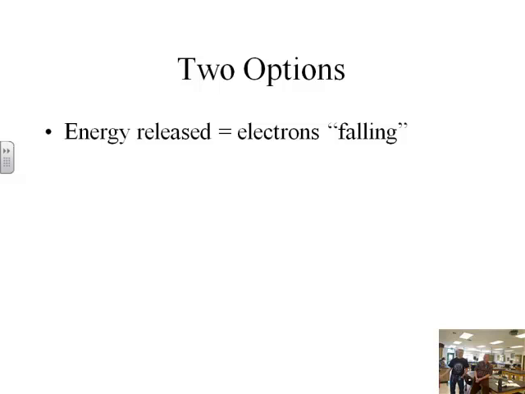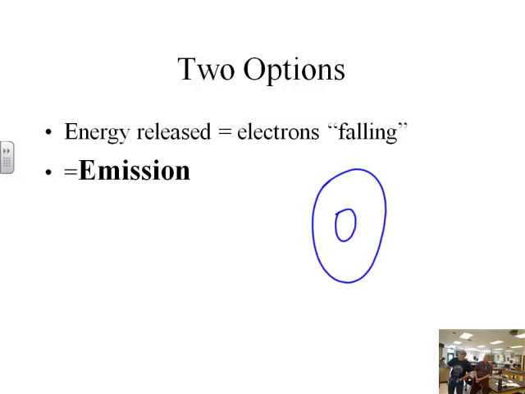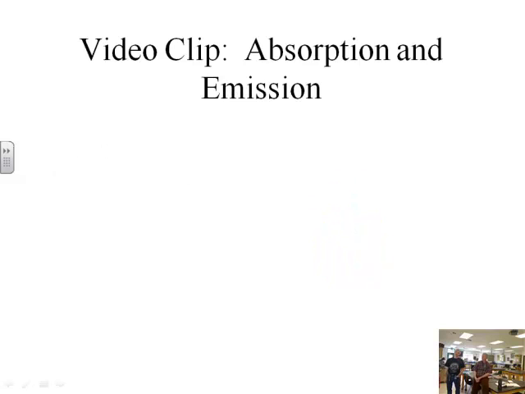Okay. So the other option is, of course, energy can be released when electrons fall, and that's called emission. Dr. Boyer kind of already talked about that. When electrons fall down from the high level to the low level, that's called emission. This is easy. It gives up energy. Absorption goes up, emission goes down. That's it. Absorb light, emit light. So let's watch a short video clip that helps illustrate this.